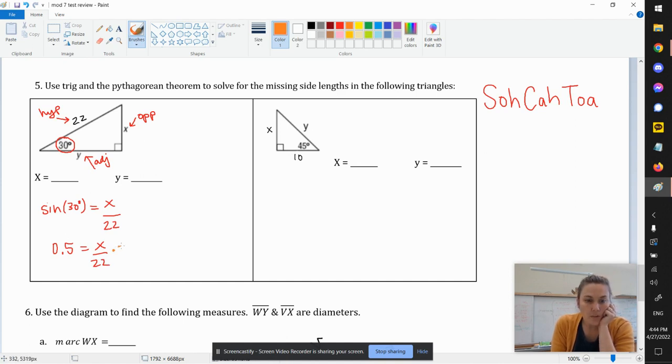And to get x by itself, I'm going to multiply both sides by 22. These cancel. 22 times 0.5 is 11. And I figured out this side.